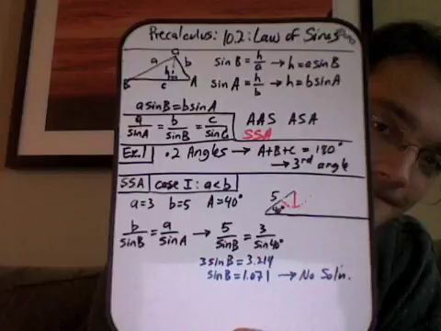And this law is very useful when you have two angles and a side, and that side can either be the side between the two angles or not. Those we call AAS and ASA cases. It's also useful in a case called SSA, which I've written in red because it's special and difficult.